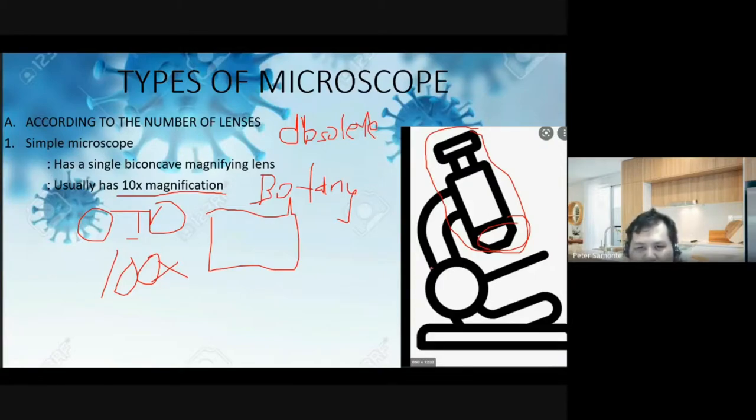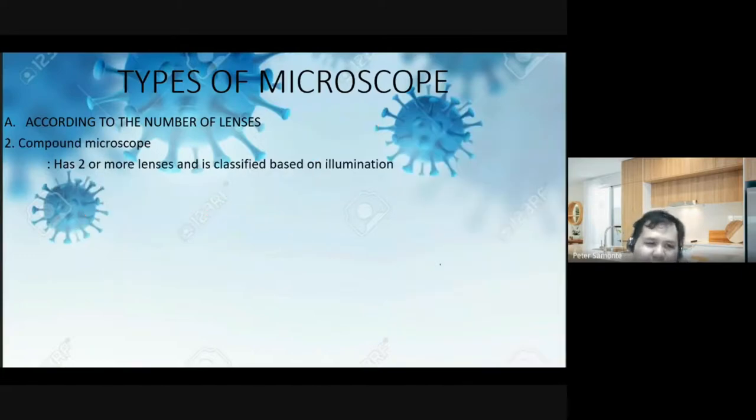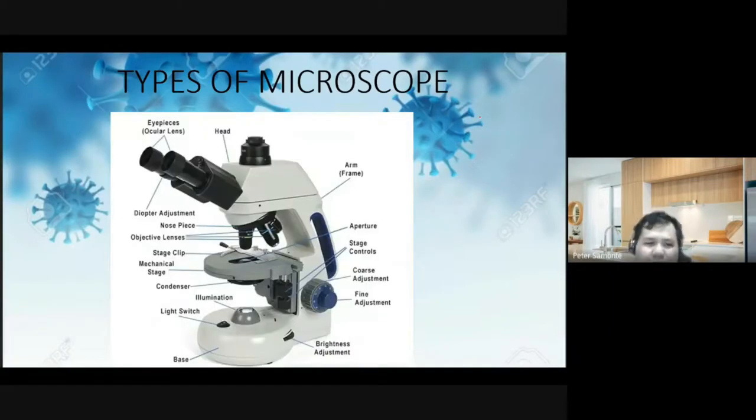What they would be using nowadays in schools and university is your compound microscope. Your compound microscope has two or more lenses and is classified based on illumination. When you say illumination, this would refer to your light source. So we'll tackle that in the next few slides. So this is an example of your compound microscope. So we have different lenses, specifically objectives.